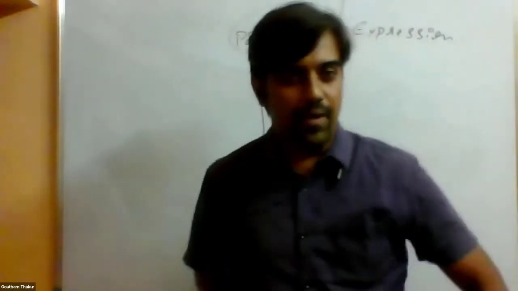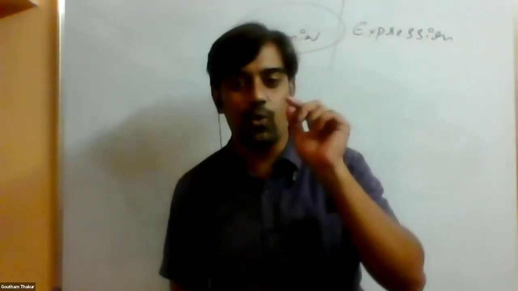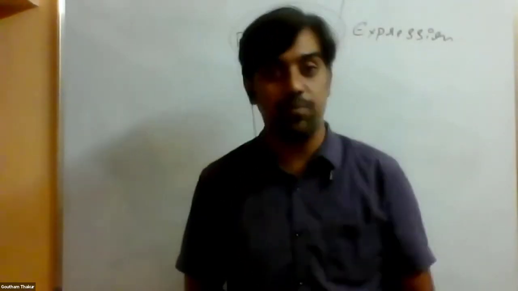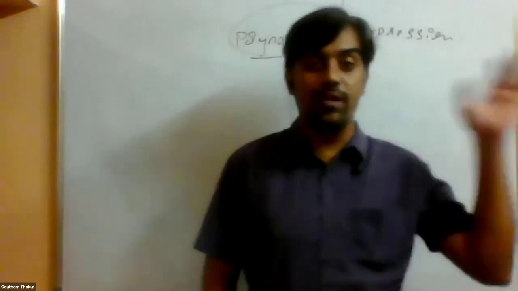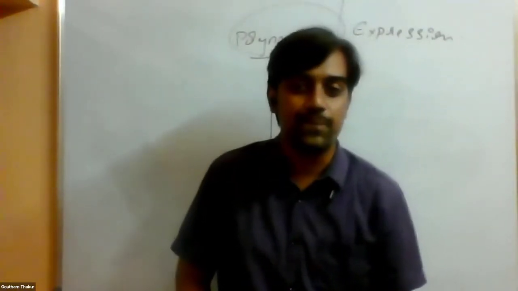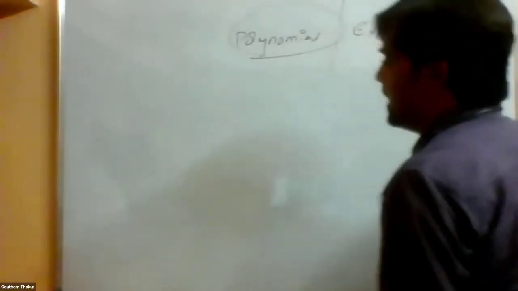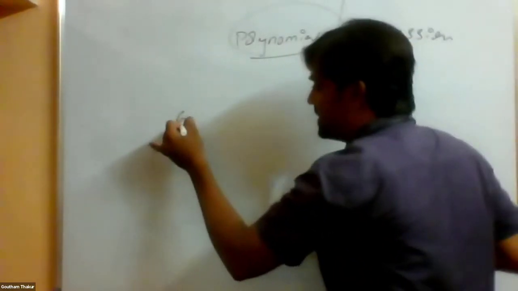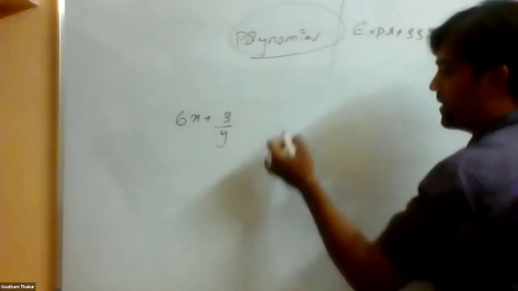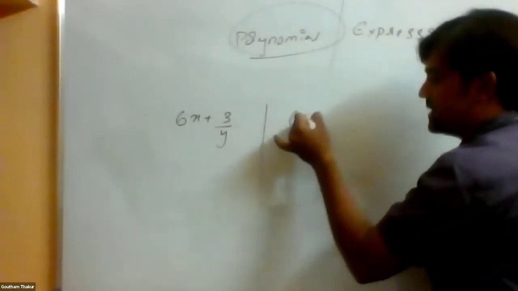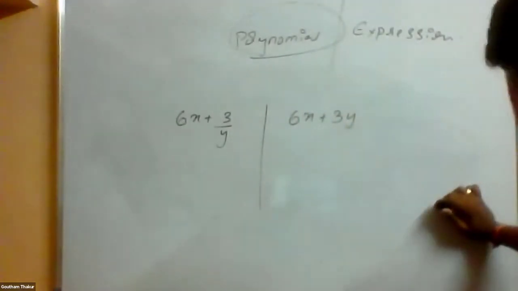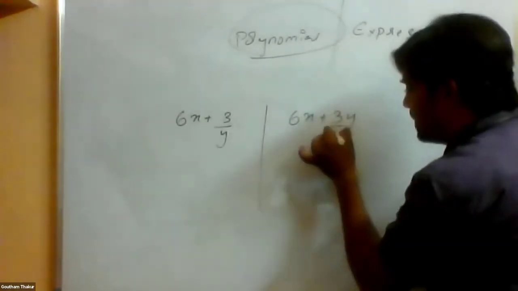Okay. A small difference where a student goes wrong. Expressions are the combination of polynomials. Yes, perfect. Expressions are the combination of polynomials. But what actually is the difference? I just need the difference actually. Now let me take this example. That is 6x plus 3 by y and 6x plus 3y. Or let me say 3 by 2y.